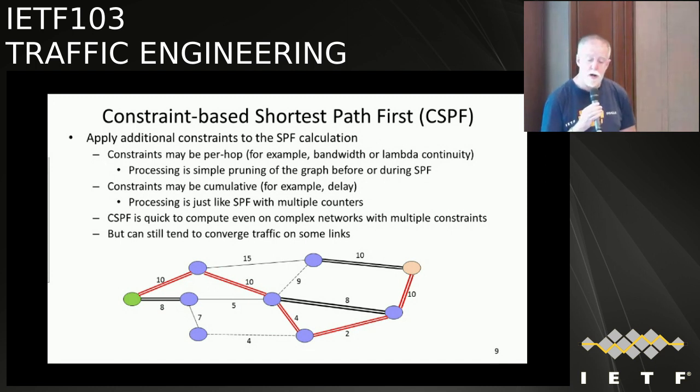In this picture, you might want to compute a path that uses only red links to get end-to-end, and that would be fine. But you would still find that if you ran your network saying everybody's interested in only red links, then the traffic would tend to converge.